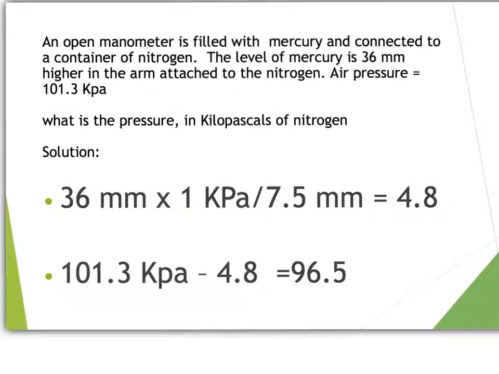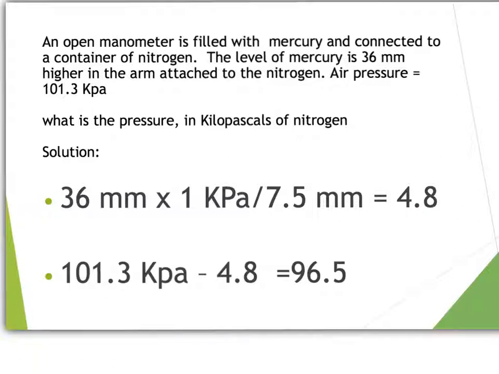Here we have an open manometer that is filled with mercury and connected to a container of nitrogen. The level of mercury is 36 millimeters higher in the arm attached to nitrogen. The air pressure is 101.3 kilopascals. What is the pressure in kilopascals of the nitrogen? The first thing we're going to do is take our 36 millimeters and convert that to kilopascals. So 36 millimeters times 1 kilopascal over 7.5 millimeters gives us 4.8 kilopascals.